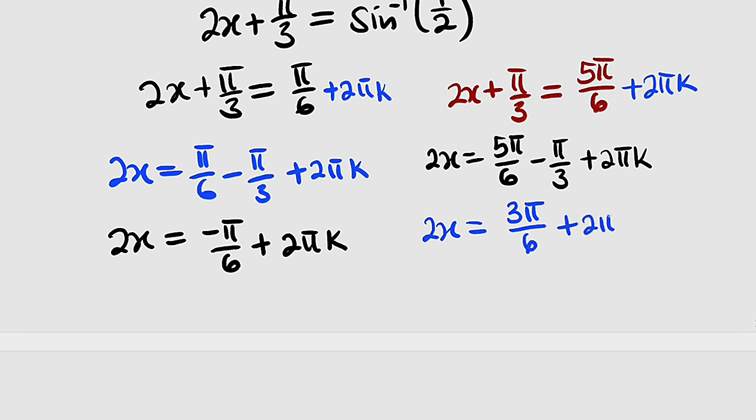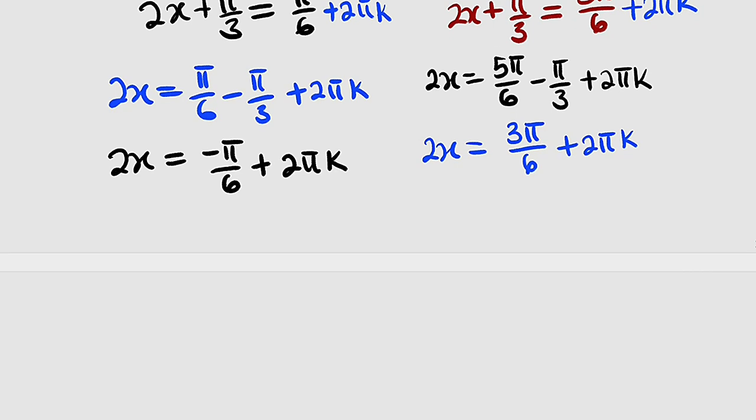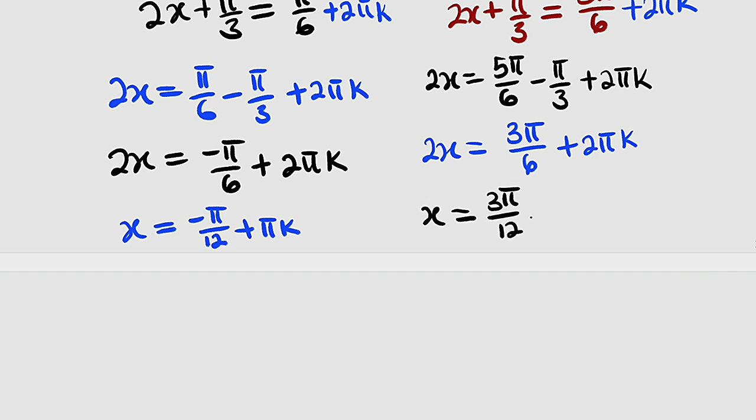Plus 2pi k. Now let us divide both sides by 2 just to have the value of x. x here equal to negative pi/12, then plus pi k if you divide both sides by 2. If you do the same thing here, you have x equal to 3pi/12 plus pi k. So these are the two solutions for this problem.